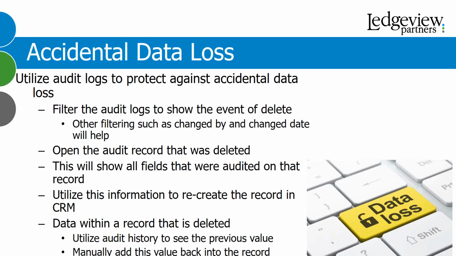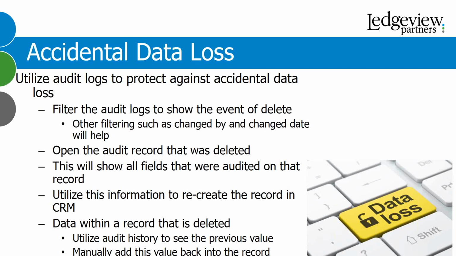But with auditing turned on, you can see what was last in there before you removed the data or deleted the record. This then allows you to protect against data loss. So you can simply go back in, see what was in that field, and reproduce it, change it back to that correct information.